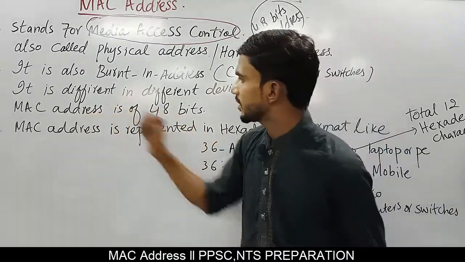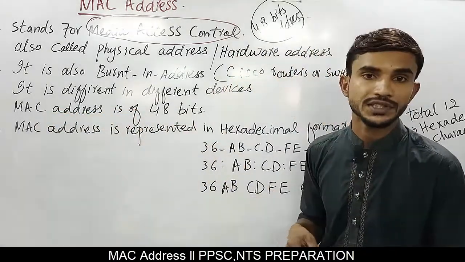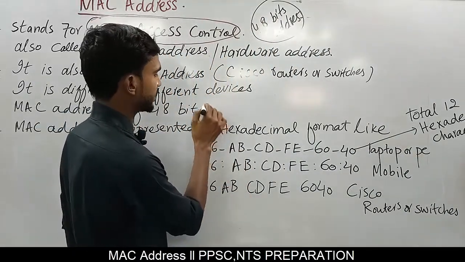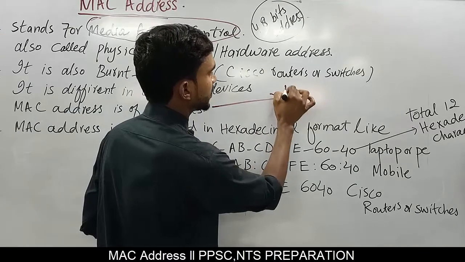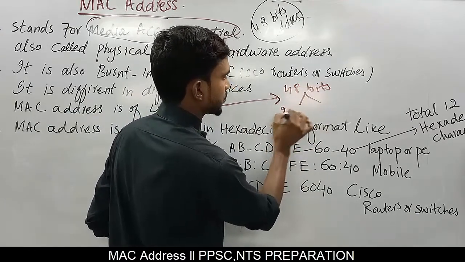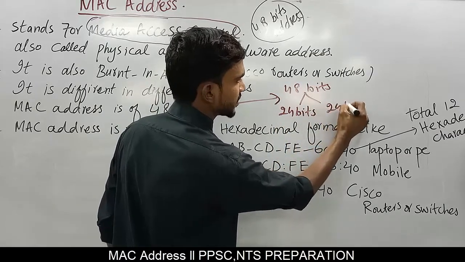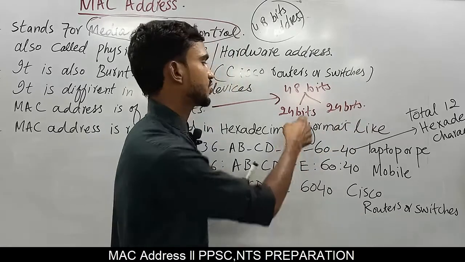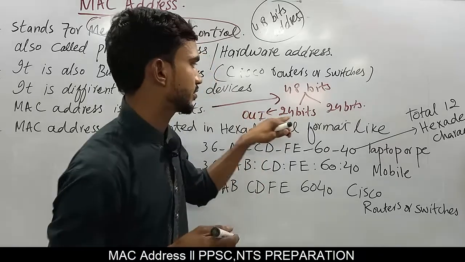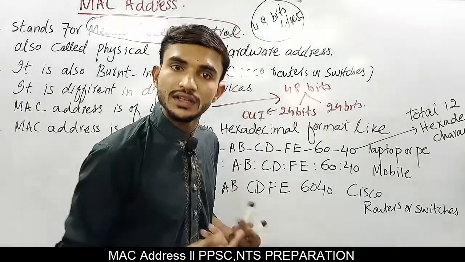The next one is that a MAC address is of 48 bits. These 48 bits basically have two parts: the first 24 bits and another 24 bits. What is the basic difference between both of these? The first 24 bits are called the OUI. These first 24 bits are assigned by the organization unique identifier.